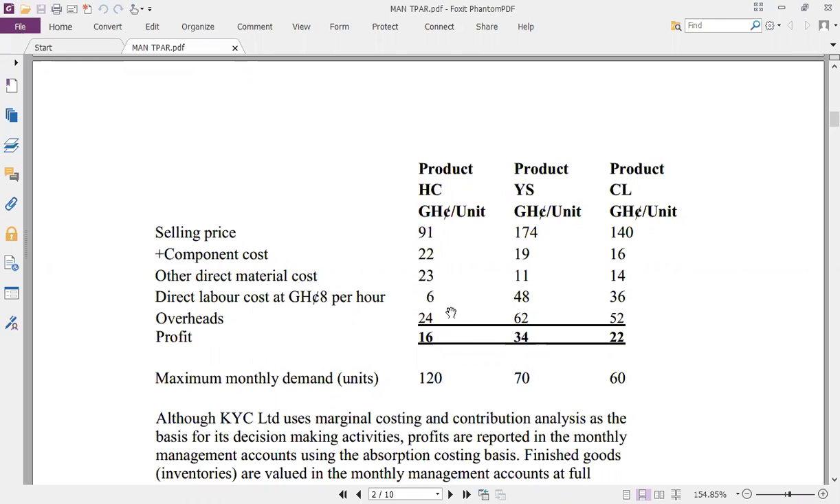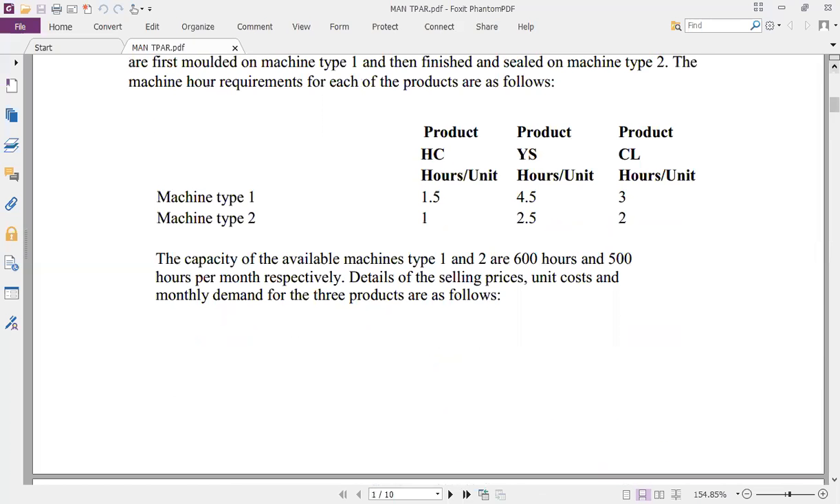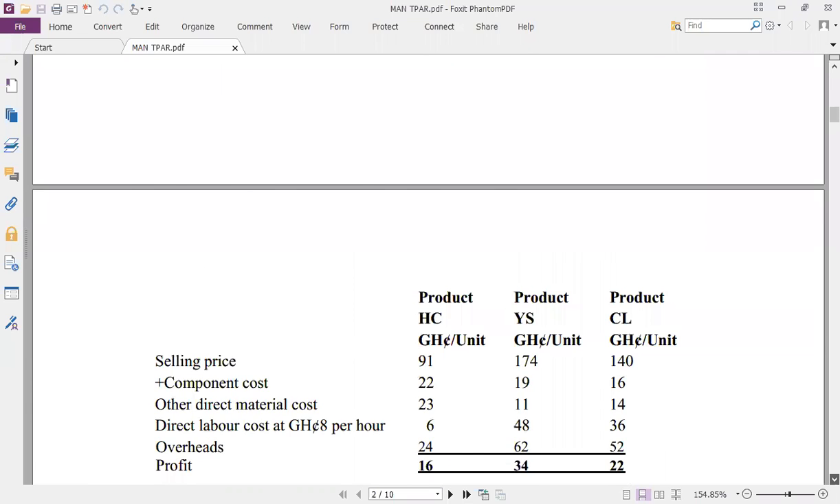Now, to know which of the items to test as the limiting factor, it depends on the capacity of the resources available. You realize that here they did not mention labor hours available. So it means that they have an abundance of labor hours. They just mentioned the capacity available of machine type 1 and type 2. So labor hours are in abundance. Those that have a limited quantity, they'll let you know. Great. So now let's continue.